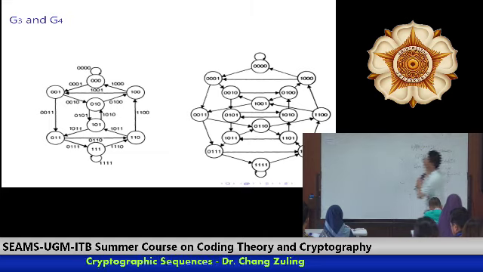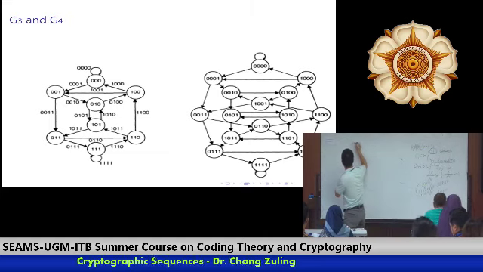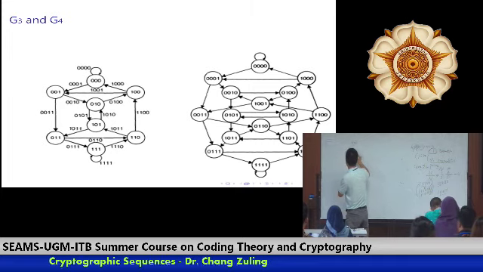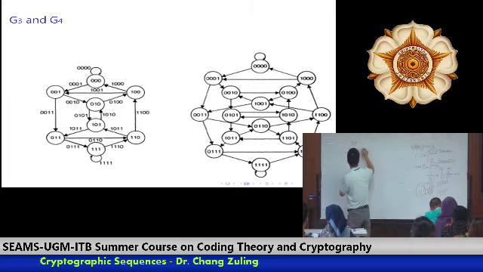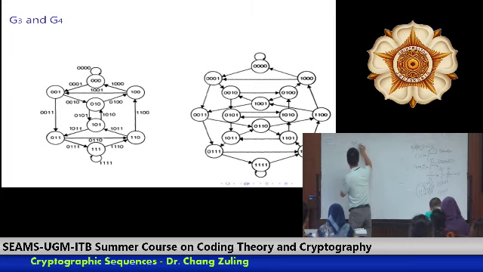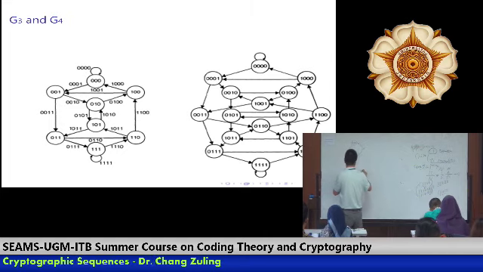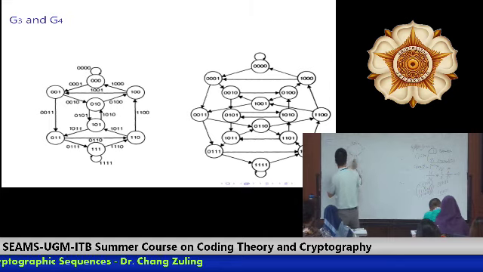Firstly, we write the graph: 000, 001, 010, 100, this one. And this will be 011, 111, 110, and 101. Okay.